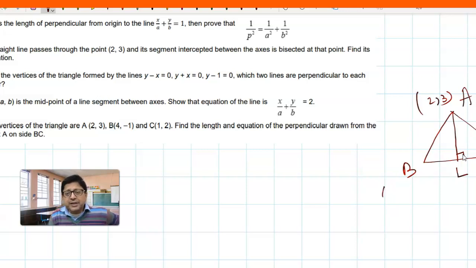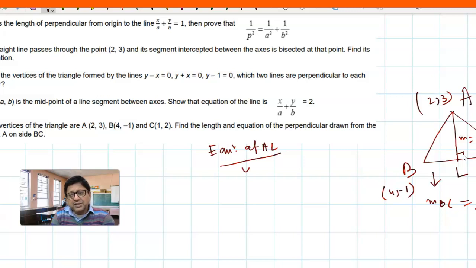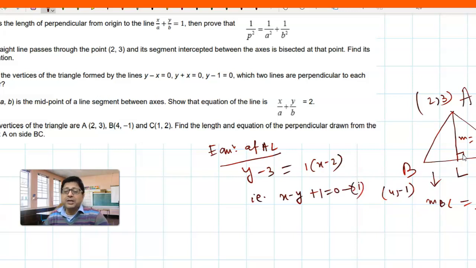So the vertices of the triangle: A is (2, 3), B is (4, -1) and C is (1, 2). Therefore, first you find the slope of BC. Slope of BC is (y2 minus y1) by (x2 minus x1), that is 3 by minus 3, which is minus 1. So the perpendicular has slope 1. So the equation of AL is going to be what? y minus 3 equal to 1 into (x minus 2). This is the equation of AL, that is x minus y plus 1 equal to 0.